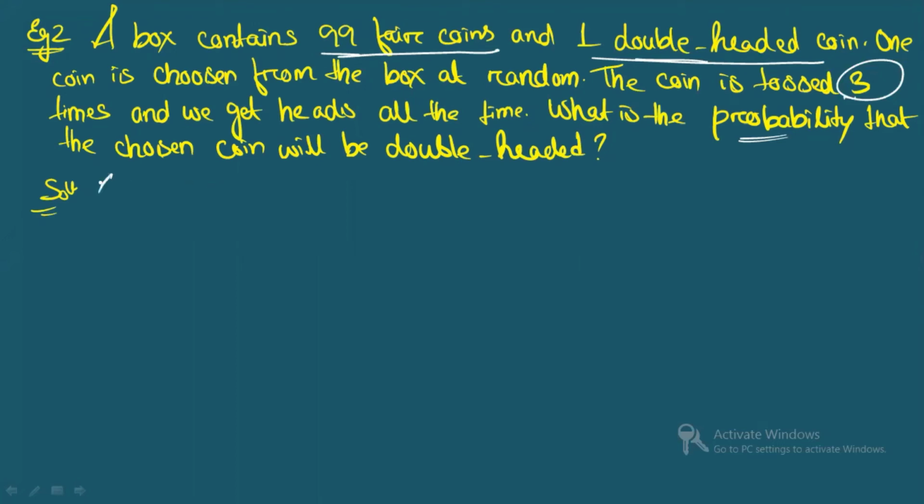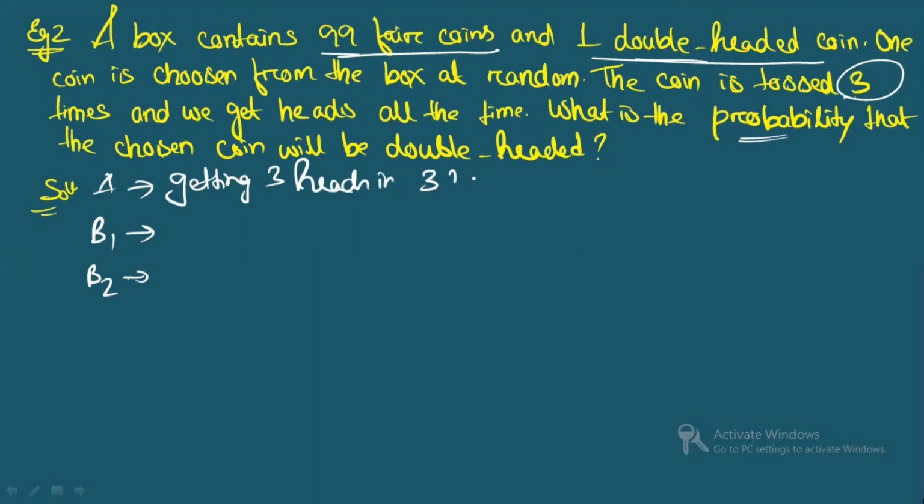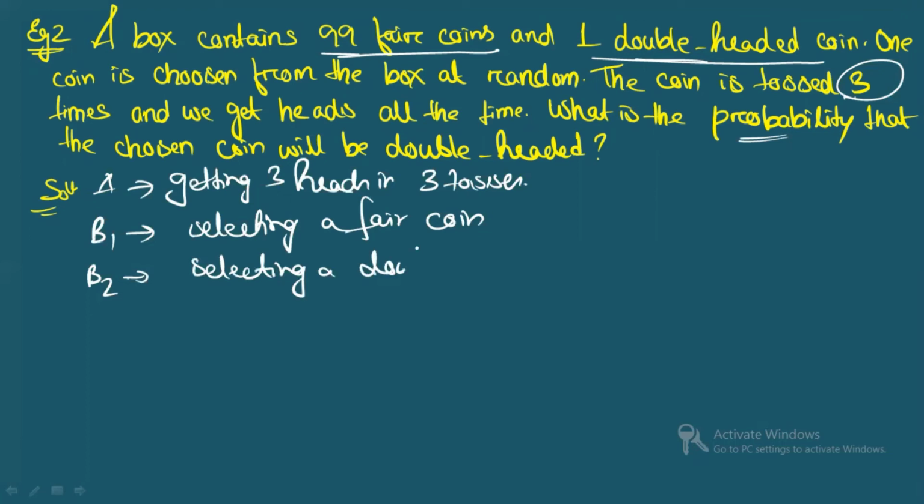So here it's very simple. We will first write what is A, what is B1, and what is B2. A is getting 3 heads in 3 tosses. That is the outcome which has already occurred. B1 is selecting a fair coin and B2 is selecting a double-headed coin. Here the total number of coins is 100.